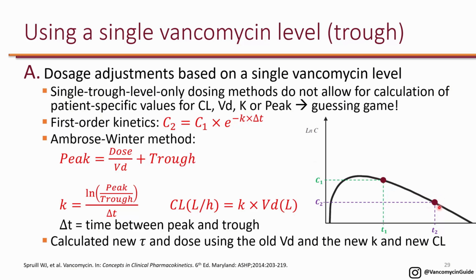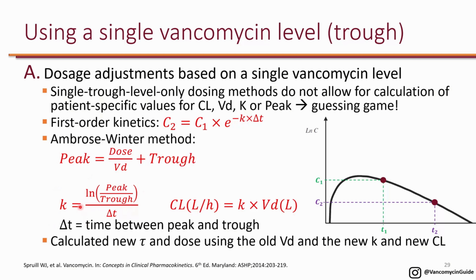Now in this case where you only have a single trough, you have to estimate what that peak would be. So you can use this equation. Depending on the dose that the patient received, use the volume of distribution from population kinetics, and the trough is the level that you actually measured in the patient. So use the dose that they got and the volume of distribution from population kinetics and the trough that you get to estimate the peak. And then based on this estimated peak, you can re-estimate the K.